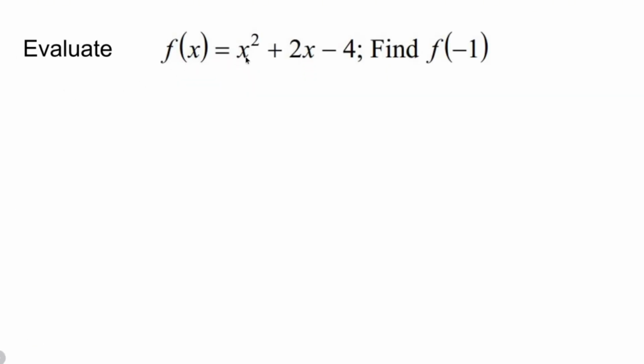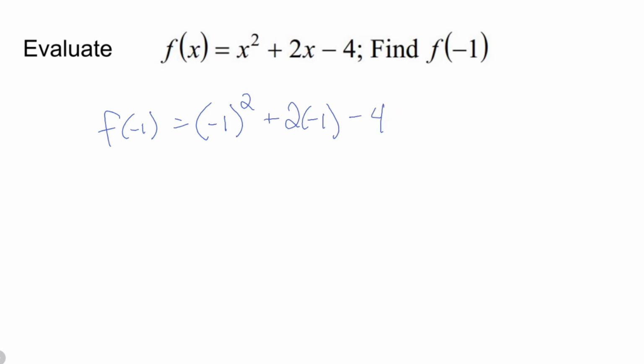Evaluate f of x equals x squared plus 2x minus 4, and my job is to find out when I'm given f of negative 1. F of x is the same as y, but it's written as function notation. F of negative 1 means take every x value and replace it with parentheses negative 1. So f of negative 1 has me taking both of these x's and replacing both of these x's with parentheses negative 1. So right away, x becomes parentheses negative 1 squared plus 2 times another x parentheses negative 1 minus 4.